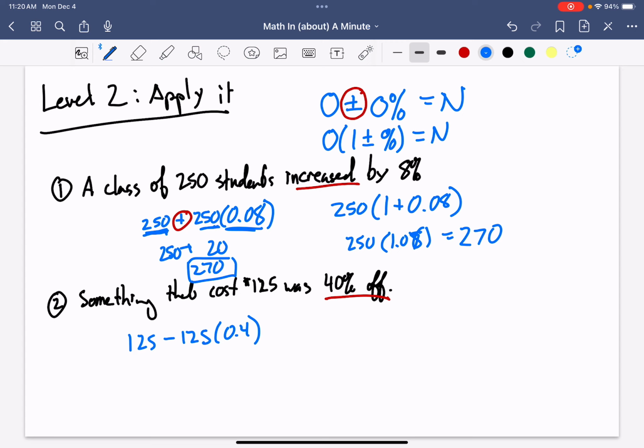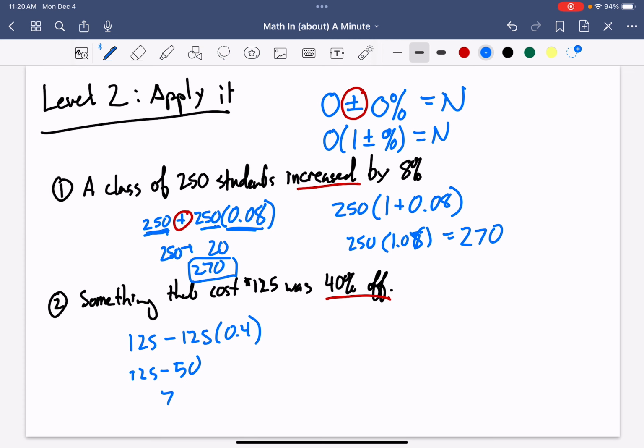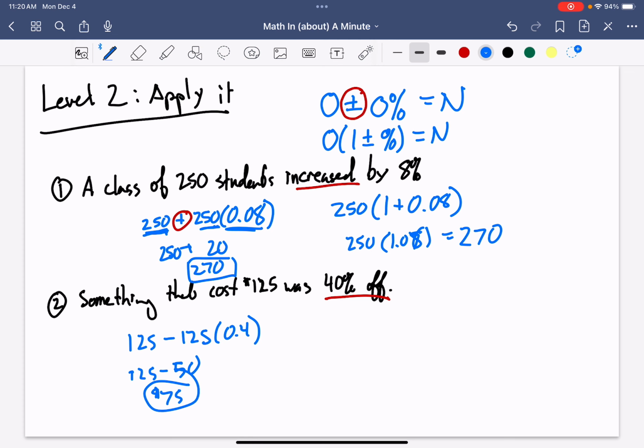If I want to, again, I can crunch the numbers like this to get 125 times 0.4, which is 50. So 125 minus 50, which will give me $75. And that's how much you would spend on it. Or again, I could use this other variation of the formula, which is 125 times 1 minus 0.4, which is 0.6, and go 125 times 0.6, and I'll still get $75 either way.